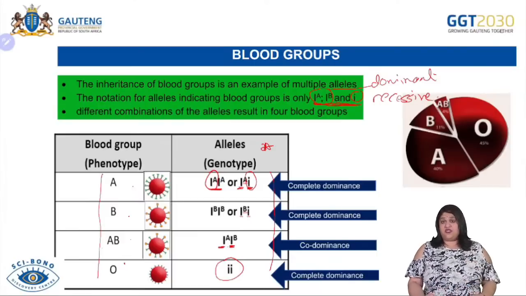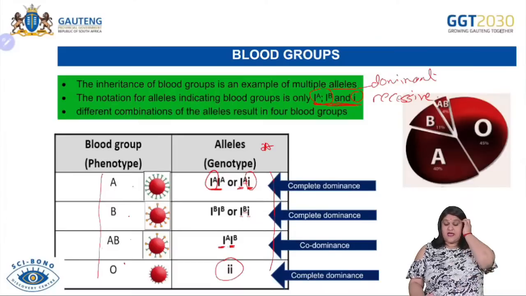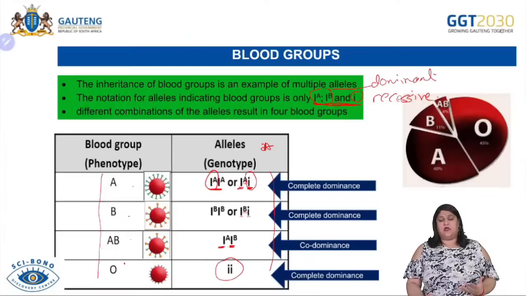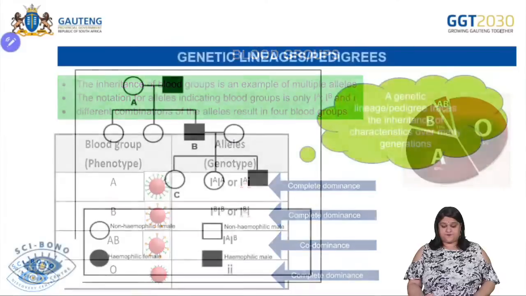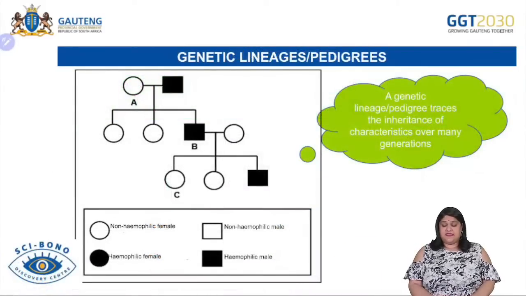This is also a genetic cross that they can ask you to do. They can also give you a monohybrid cross on this. Okay, so they'll tell you what the parents are, and then you will work out the cross. Right, genetic lineages and pedigrees. Okay, a pedigree traces the inheritance of characteristics over many generations. Okay, so it's basically like a little family tree.